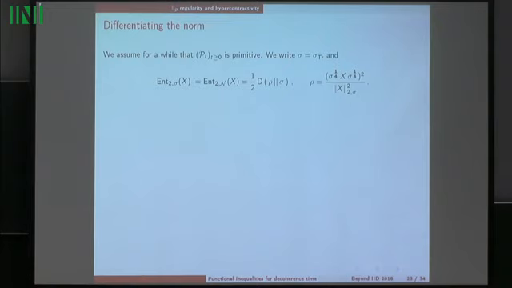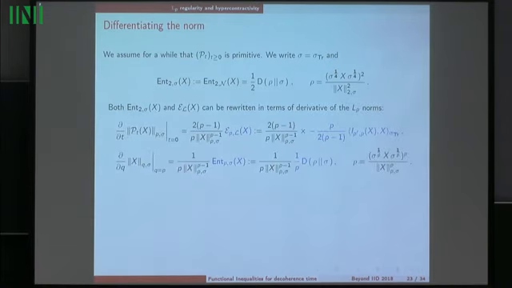Okay, so for this slide and the following one, I will assume that the semigroup is primitive, and so I have a unique invariant state which I denote by sigma again. I recall the definition of the true entropy, which is this one, where rho is a density matrix that you cook up thanks to x. And what I said before is that both the entropy, the relative entropy, and the Dirichlet form can be rewritten in terms of this LP space.